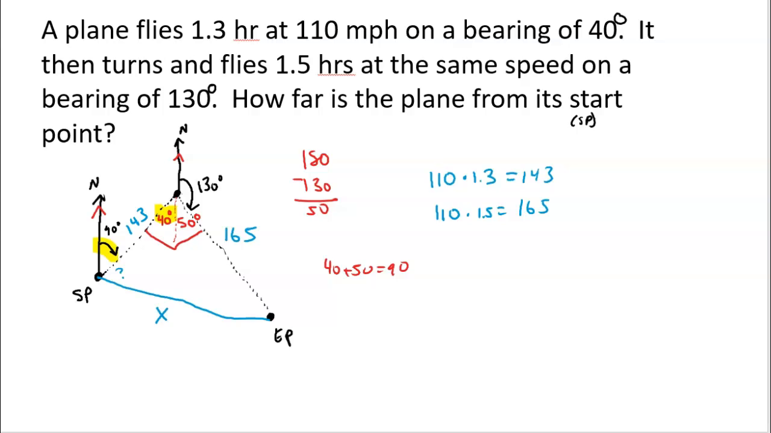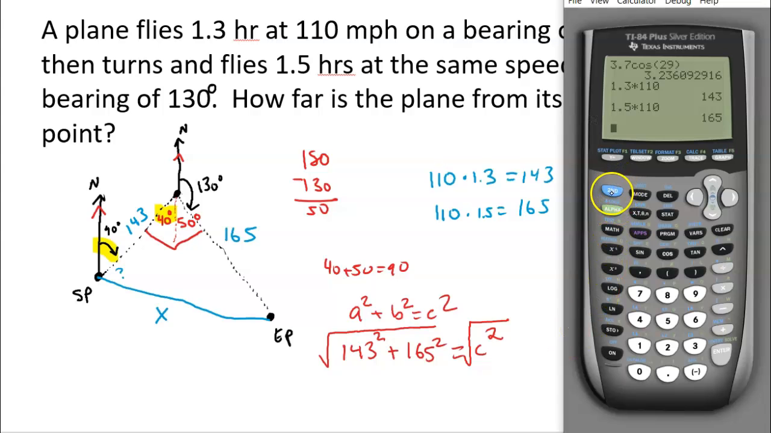Now, we're not going to use cosine or sine, because again, I still don't know what this angle down here is, and I can't really use 90 degrees. So what can I do? I can use the Pythagorean theorem. So a squared plus b squared is equal to c squared. So my two legs, 143 squared plus 165 squared is equal to c squared, and then I'm going to take the square root of both sides, and this will give me my answer. So let's go ahead and plug it into my calculator. I'm going to plug it in right away, just the way I see it.